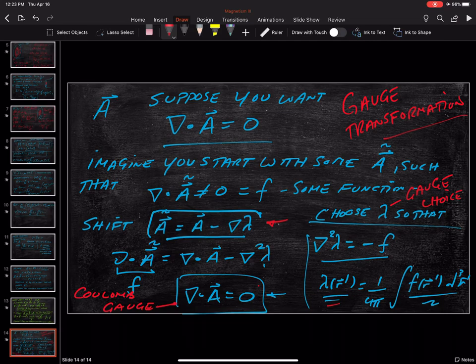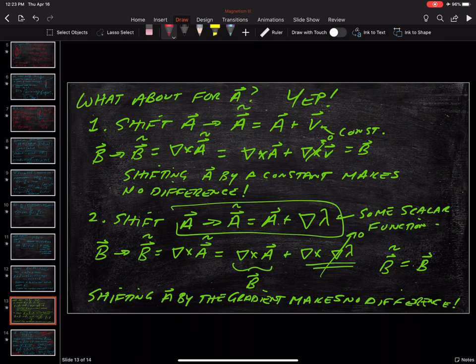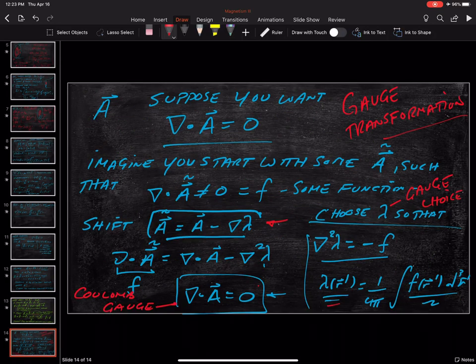So again, a little bit of fancy stuff here, but I hope the idea is kind of clear. The whole idea is that you don't change the physics if you shift A by some gradient. But you never said what that gradient was. You're free to choose it, and in particular, you're free to choose it in such a way that you can enforce certain conditions on A. And that's something that we're going to want to do.